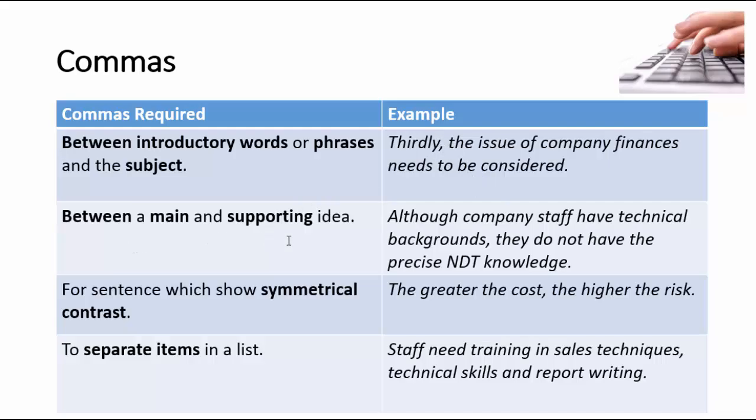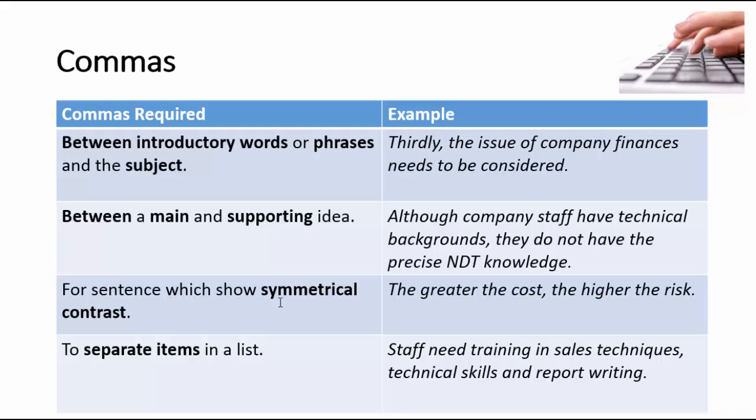Between a main and a supporting idea. So although company staff have technical backgrounds, comma, they do not have the precise NDT knowledge. We've got the main idea, which is the first part of the sentence, and then the supporting idea, they don't have that knowledge. So we're breaking it in two halves and using a comma. Notice that in the first half of the sentence we have a verb, have, and we also have a verb in the second half, they do not have. So we know that they're two separate ideas because they both have a verb in them.